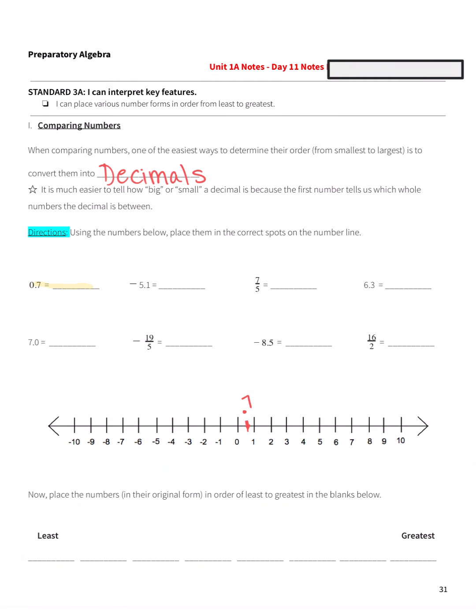Let's look at the next one. Here we have -5 and 1/10. That is already in decimal format, so I do not need to convert it to a decimal. I just need to put it on the number line. So we have -5 and 1/10. So we know that it's between -5 and -6.